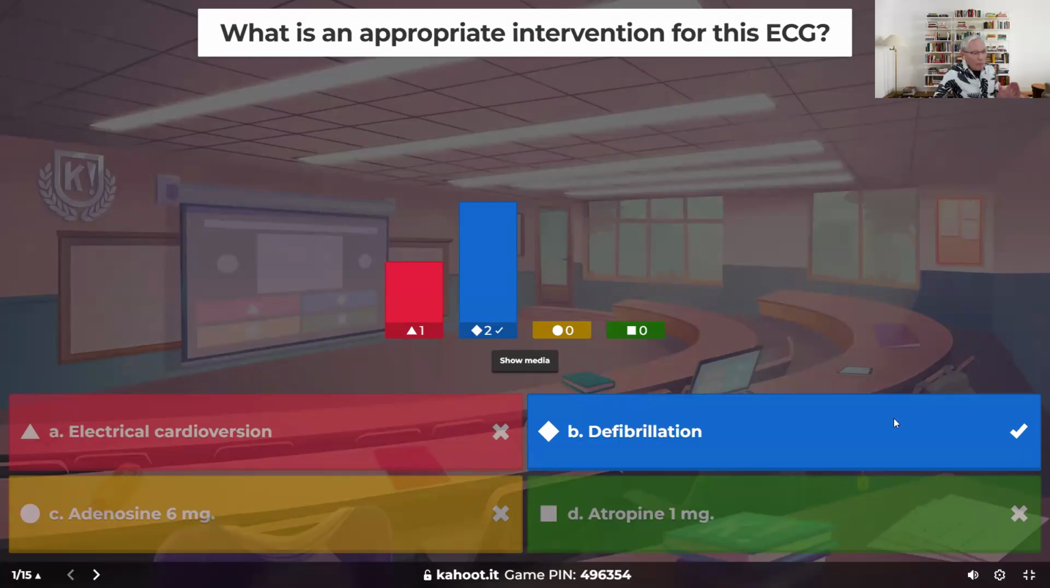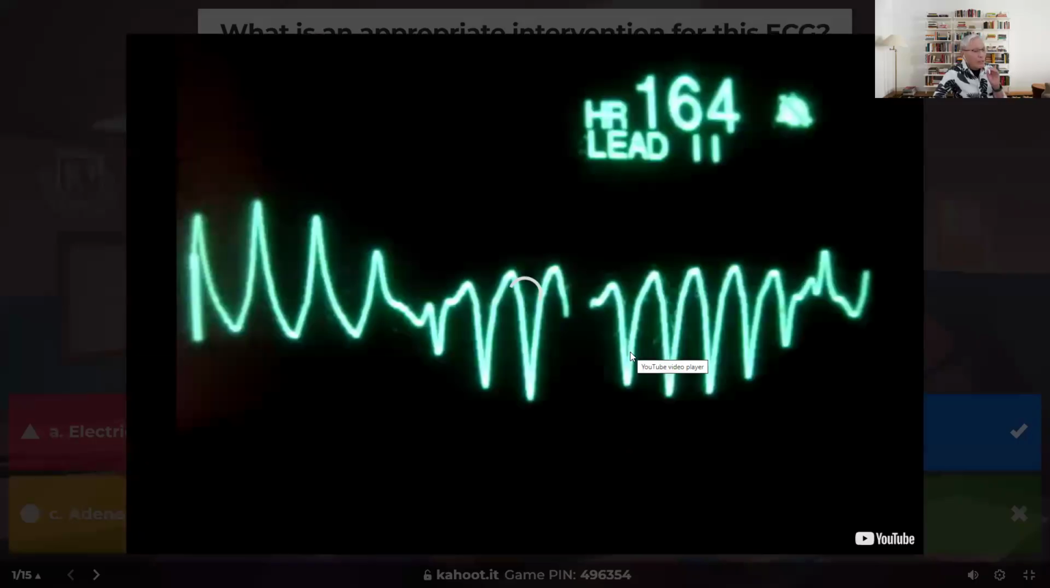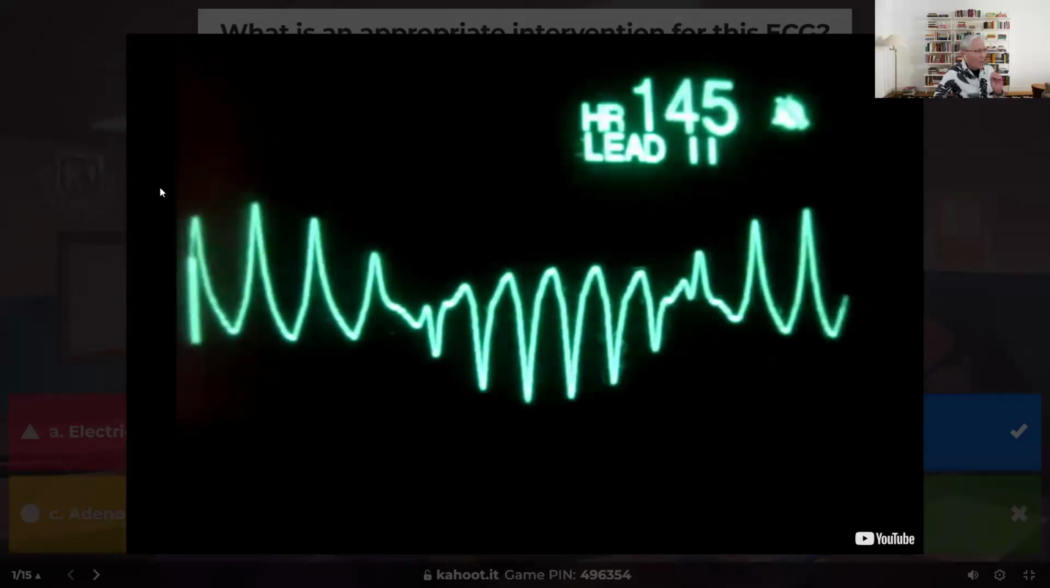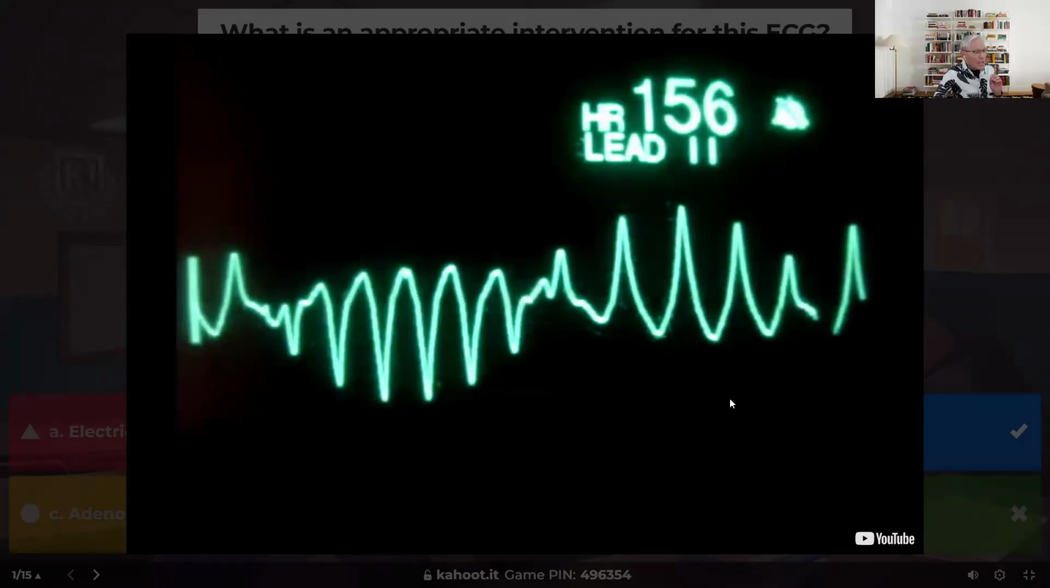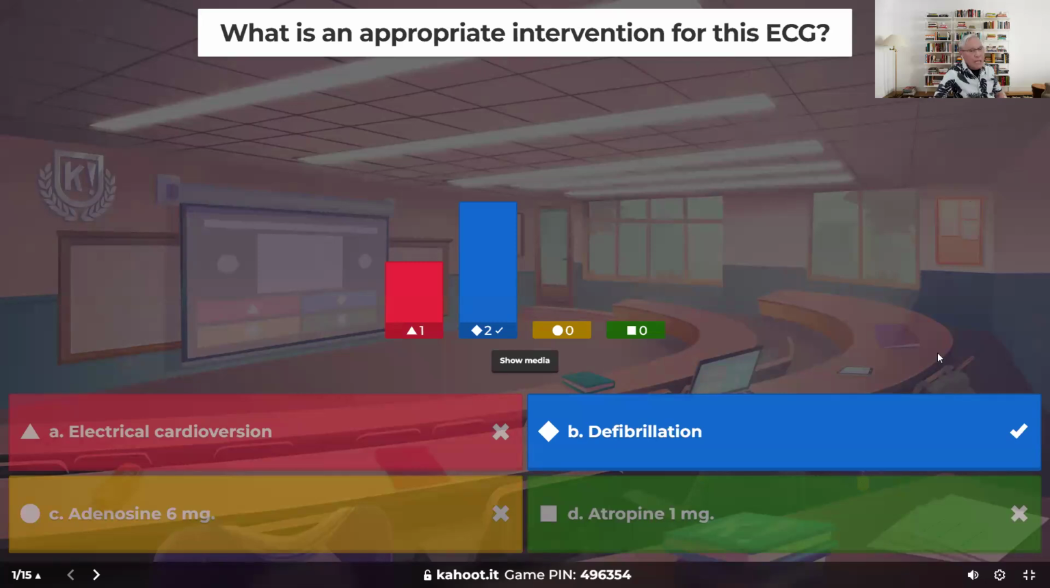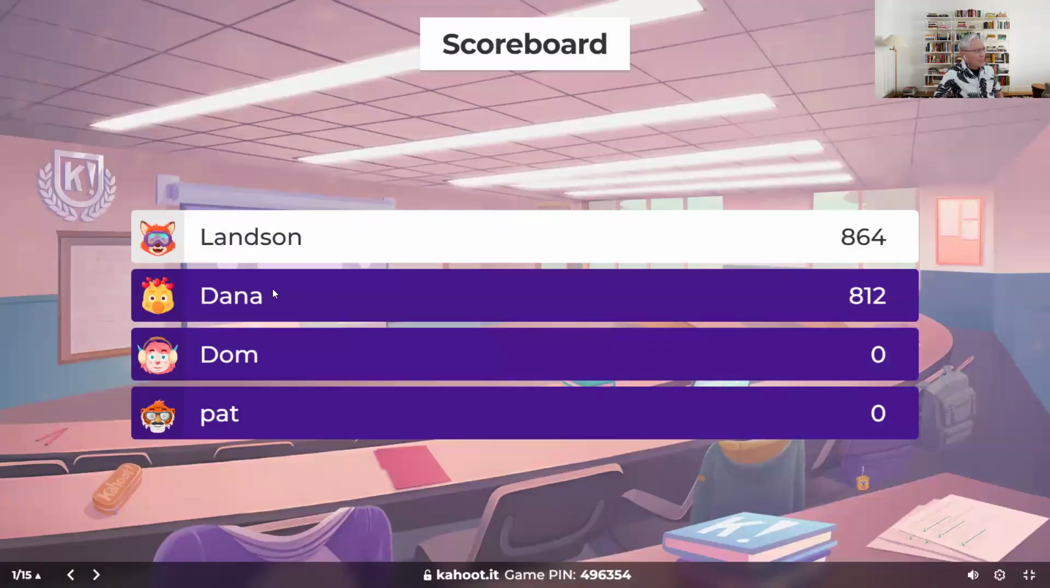Okay, remember what you're seeing over here is the irregular arrhythmia of different heights or of different points. So this is a polymorphic ventricular tachycardia, and the treatment would be defibrillation. Okay, so the correct answer is letter B. Congratulations, Lanson. You are the fastest.